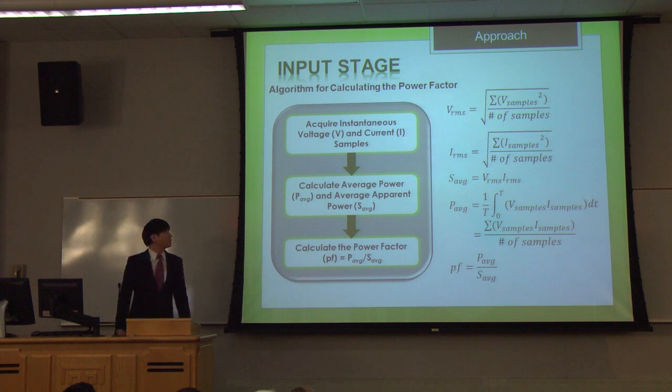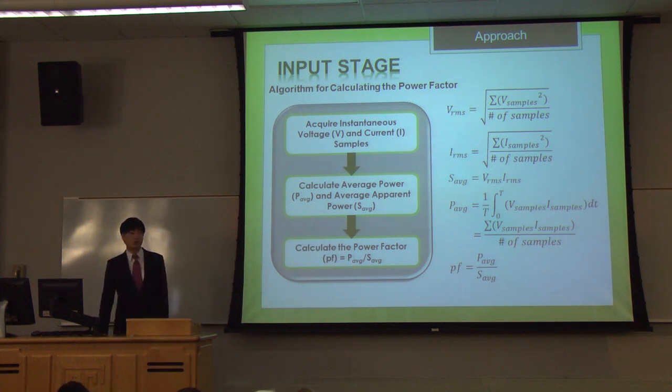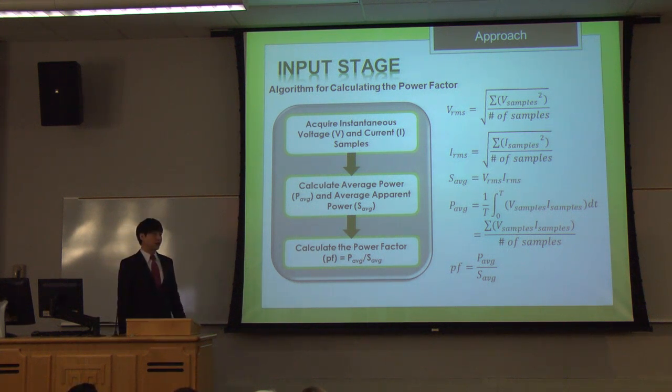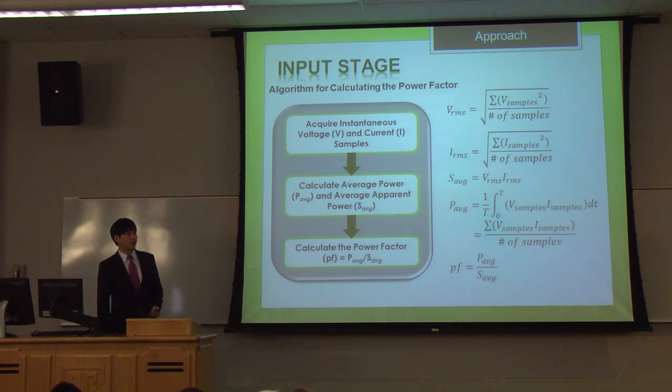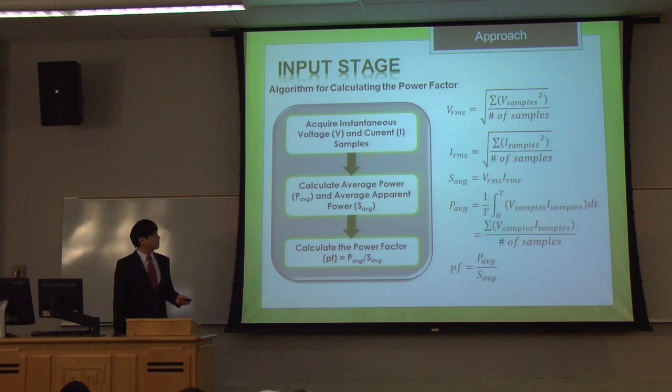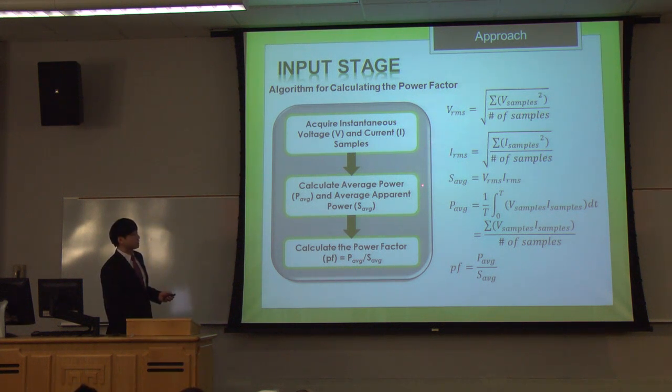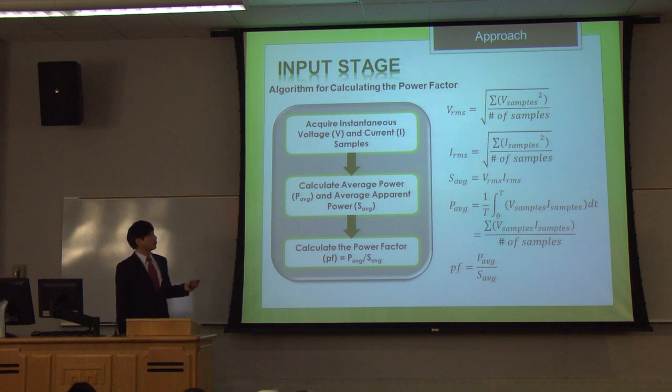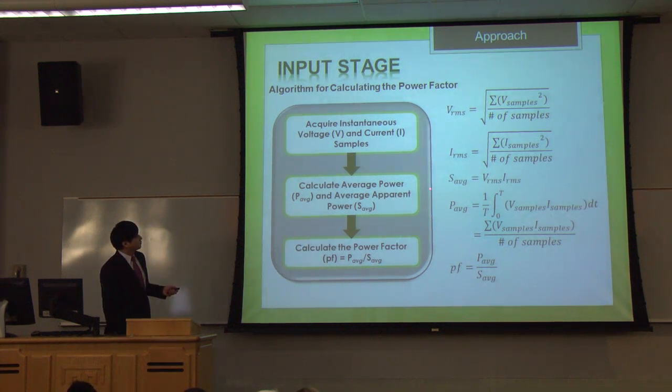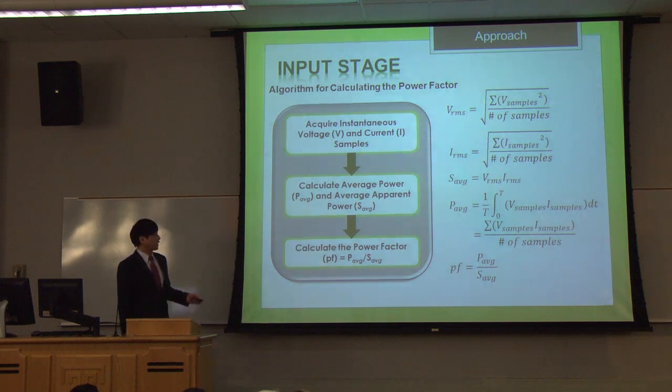So this is the calculation to get the power factor. We need to acquire instantaneous voltage and current samples. Then calculate the average power and average apparent power. Then we calculate the power factor. So these two are the equations to get the Vrms and Irms. Then we can calculate the apparent power and average power. Then we can finally get the power factor.